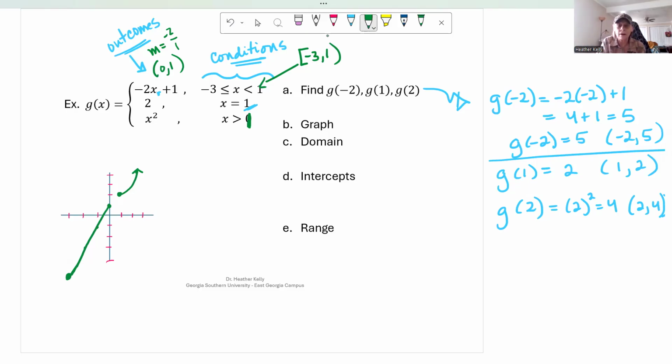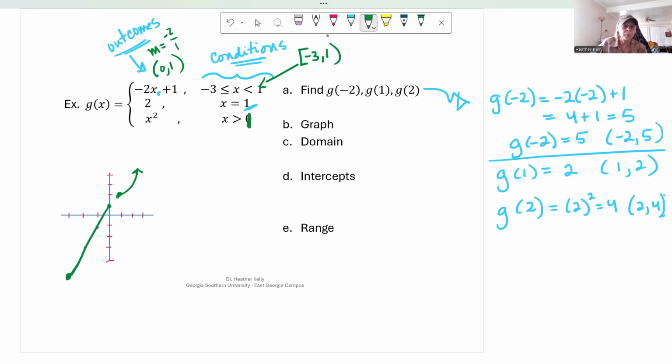Okay. So we've drawn our graph, got all 3 of the conditions. We've got our piece of the parabola right here. We've got our single point here. We've got our linear line here. It doesn't go on forever because it ended at -3.